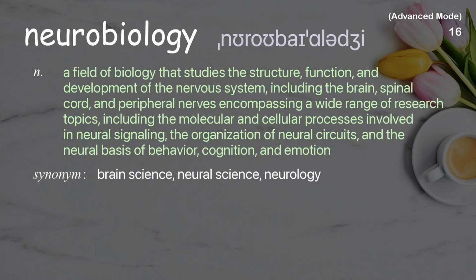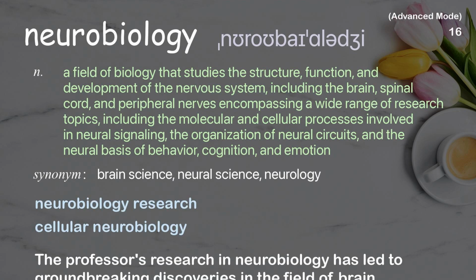Neurobiology. A field of biology that studies the structure, function, and development of the nervous system, including the brain, spinal cord, and peripheral nerves, encompassing a wide range of research topics, including the molecular and cellular processes involved in neural signaling, the organization of neural circuits, and the neural basis of behavior, cognition, and emotion. Examples. Neurobiology research. Cellular neurobiology. The professor's research in neurobiology has led to groundbreaking discoveries in the field of brain science.